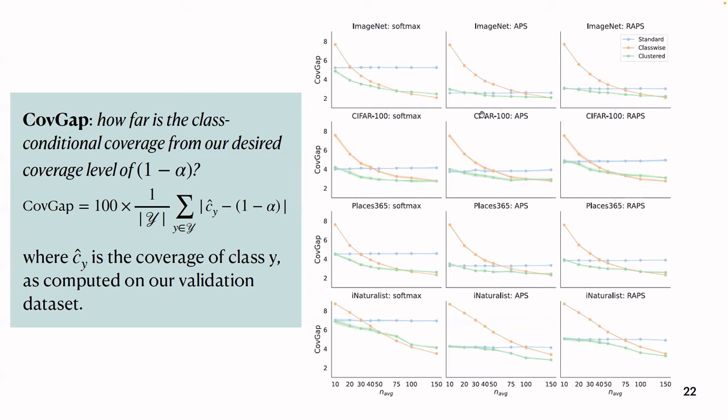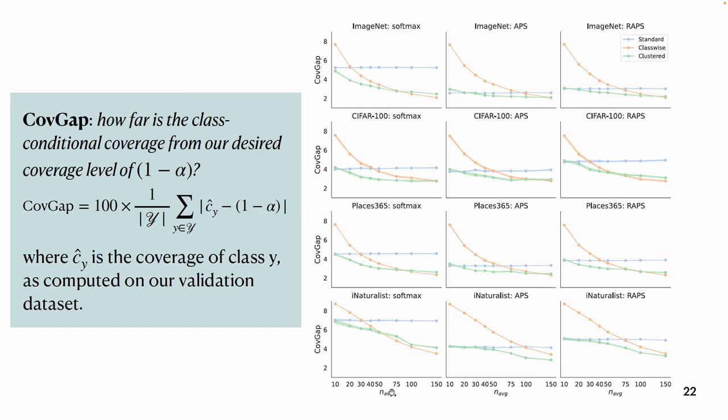Yeah, so there are a lot of plots here, so I'll try to walk through slowly. Let's look at this top left plot. Here, the green line is our method. The blue line is standard conformal, and the orange line is class-wise conformal. Lower is better. We want a lower cov gap. And on the x-axis is essentially the size of your calibration data set.